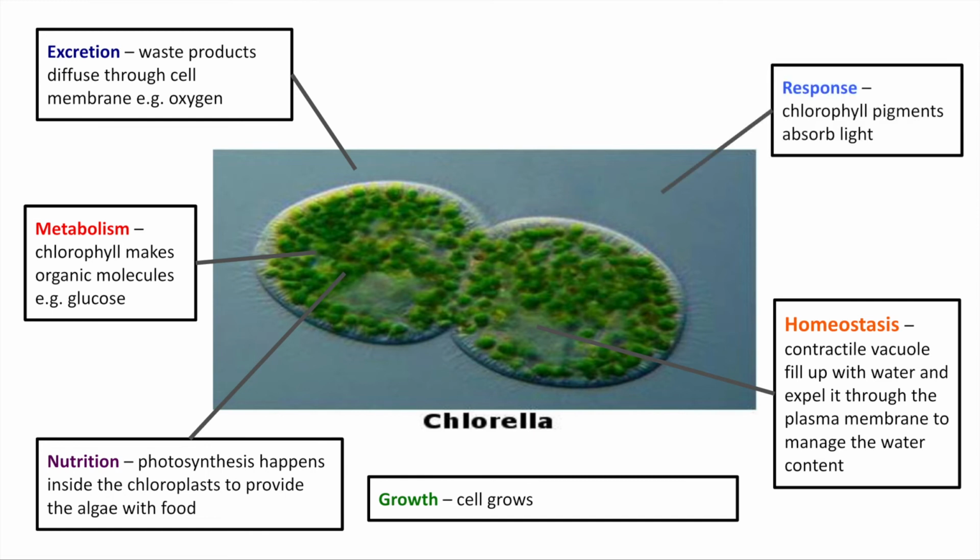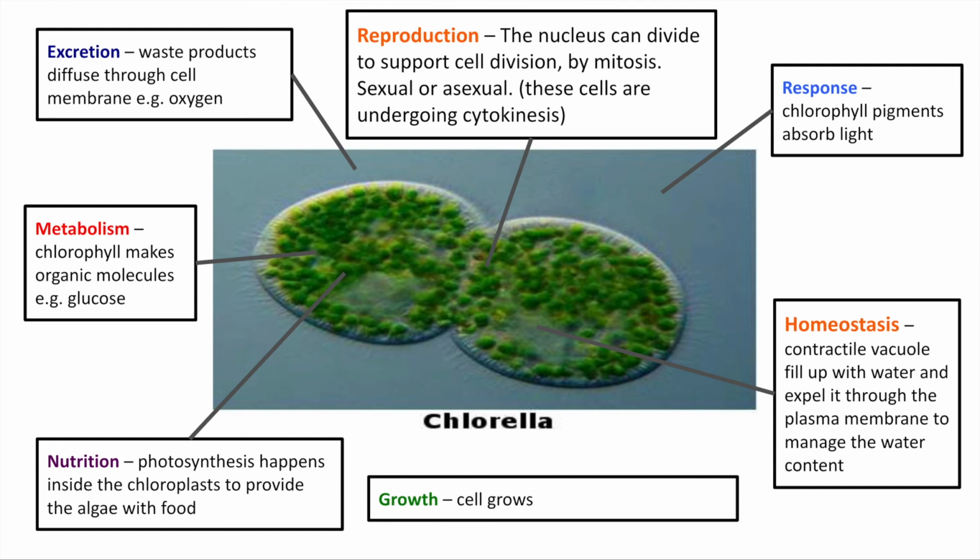Response, the chlorophyll pigments absorb light. Reproduction, the nucleus can divide to support cell division by mitosis. So the chlorella can divide sexually or asexually. So the nuclei can fuse together for sexual reproduction. And in this image, we can see that the cells are undergoing cytokinesis.